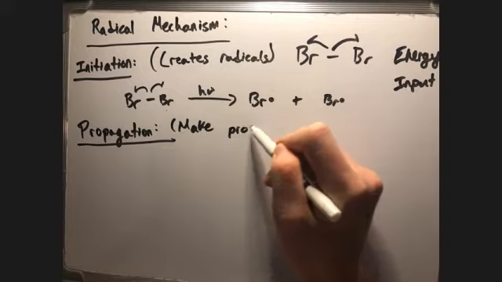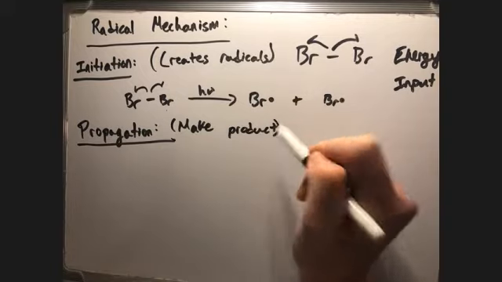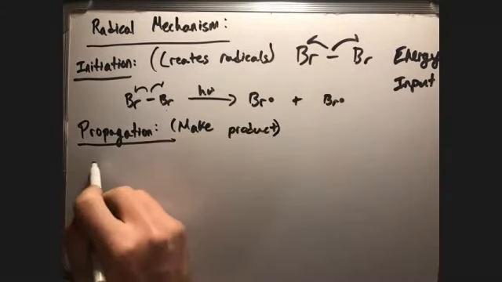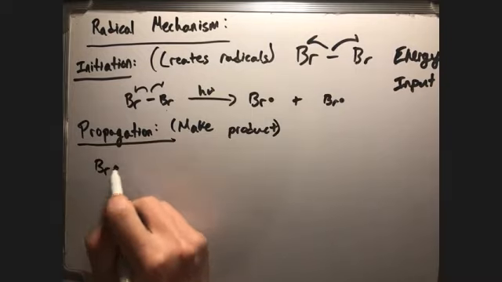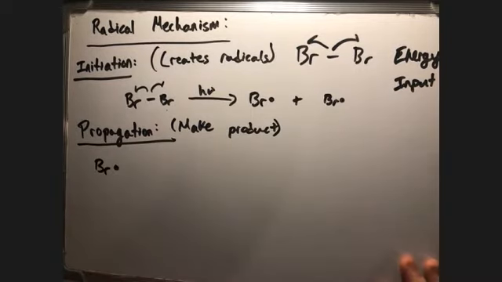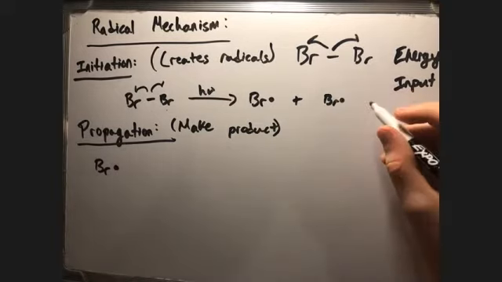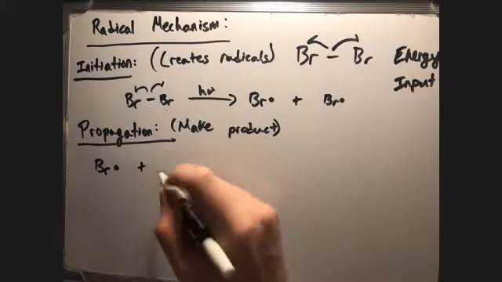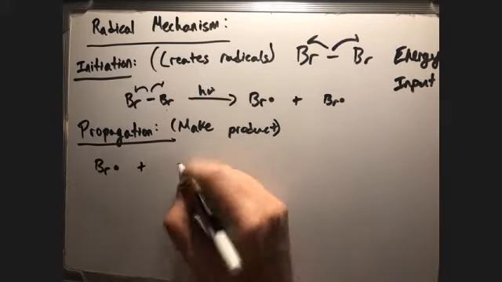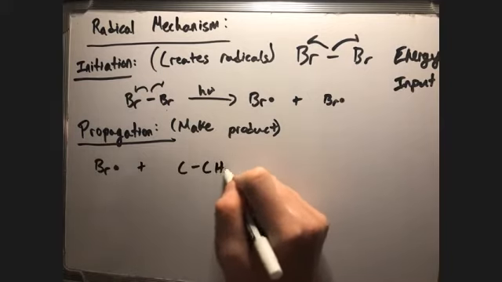A specific propagation step will make the product. So let's show this now. This starts with the bromine radical that we just created in the initiation step. And then it will react with your substrate, whatever your starting material was. So let's say that we had some alkane. I'll just say ethane for simplicity.